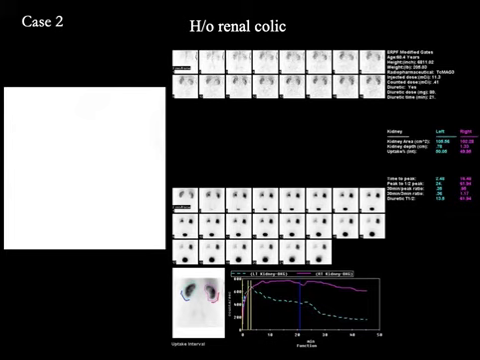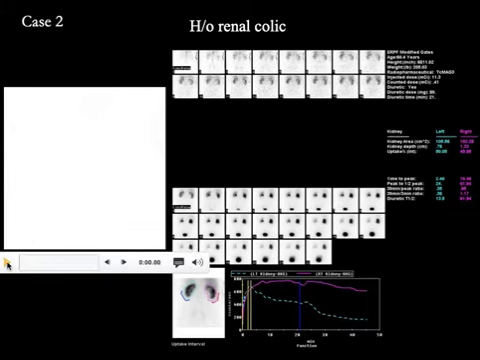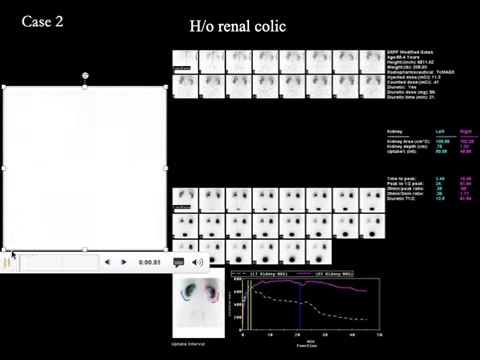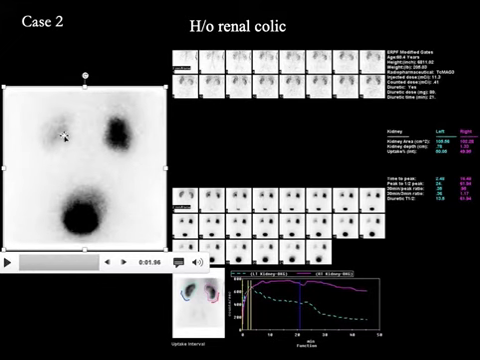Case number 2, multiple images from a renal scan in a patient who presents with renal colic. Let's start with reviewing the dynamic acquisition. Here, let's start by looking at the left kidney. It takes up the tracer promptly, excretes it into the collecting system and ureter and the urinary bladder.